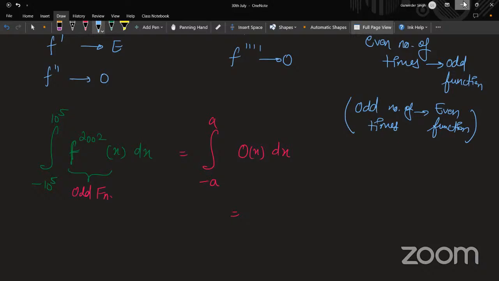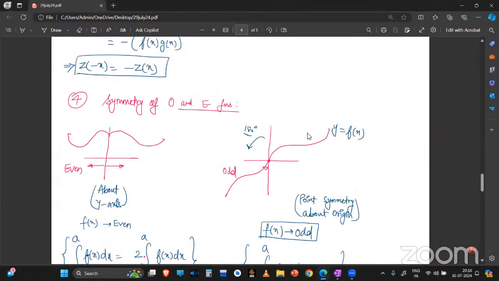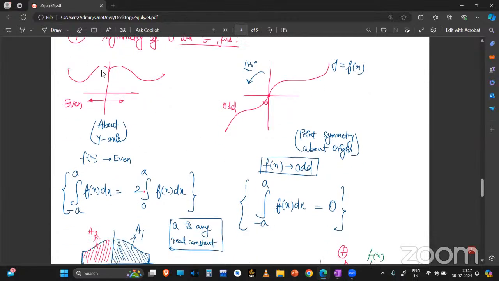See, this is my symmetry. Yesterday I had taught you about symmetry. Just a second, I will share my screen again. You had received yesterday's notes, right? So this is what we had learned yesterday. On the right side we have odd function, on the left side we have even function. Even function was symmetric about the y-axis. Odd function had point symmetry, like it was being rotated 180 degrees.